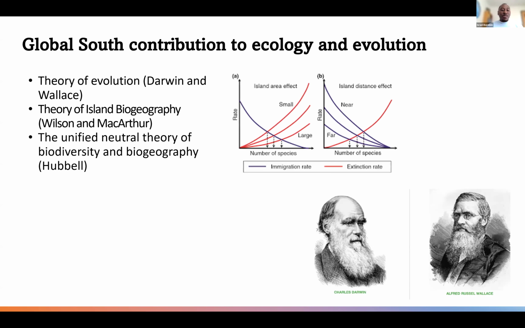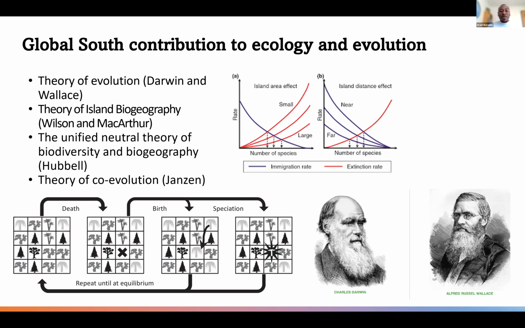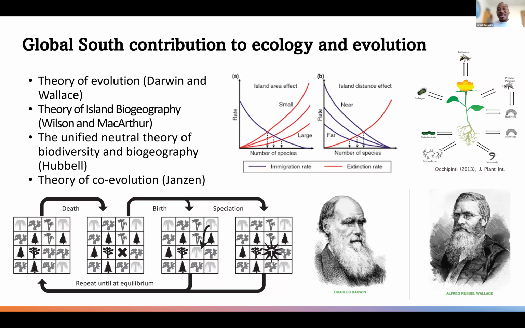The same thing with the unified neutral theory of biodiversity and biogeography, was based on Stephen Hubbell's work at Barro Colorado Island in Panama. And again, the theory of coevolution by Daniel Janzen was based on him studying acacia and the ants that coevolved and have strong biotic interactions with this plant. And so you see a lot of important ecological and evolutionary theories that we are studying today were based on research that was done in the global south.